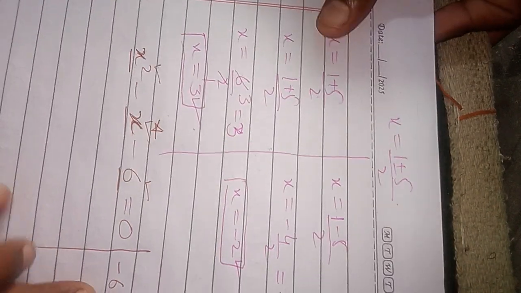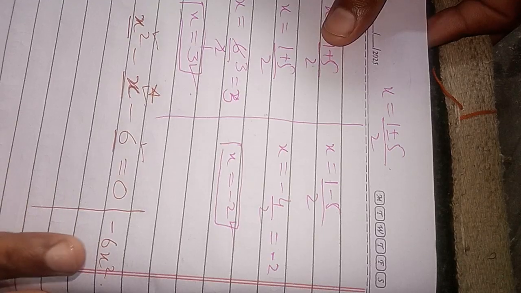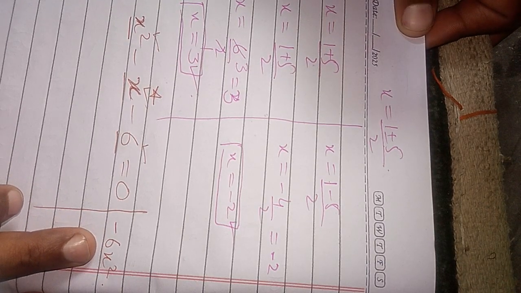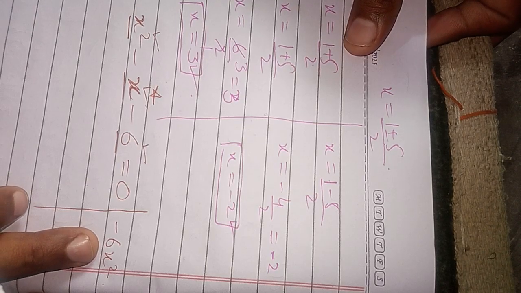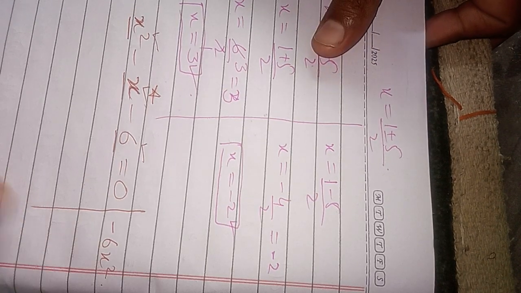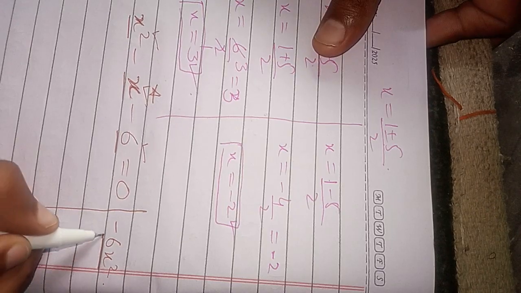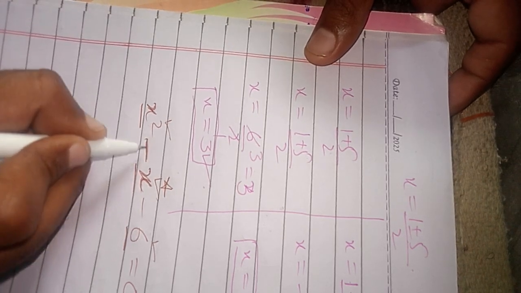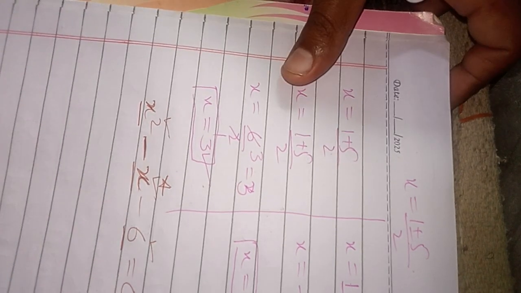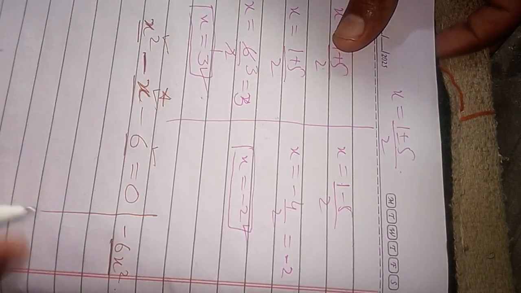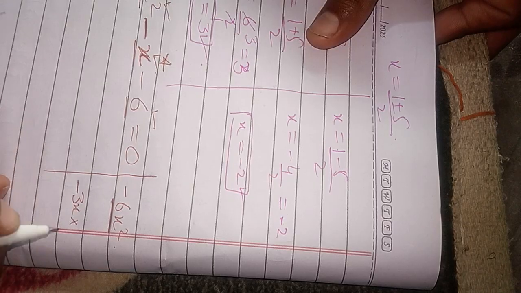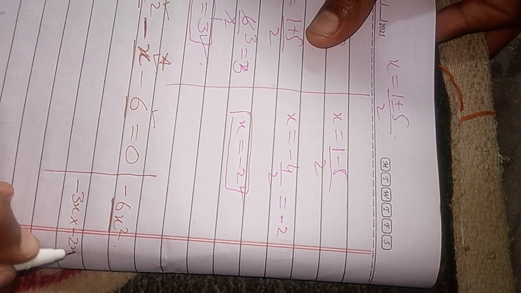So let's factorize it. We have to find two numbers or two algebraic terms that give us minus 6x square after multiplying, and that give us minus x after adding or subtracting. So let's find two terms that give us 6x square after multiplying. 3 twos are 6. So let's multiply them.